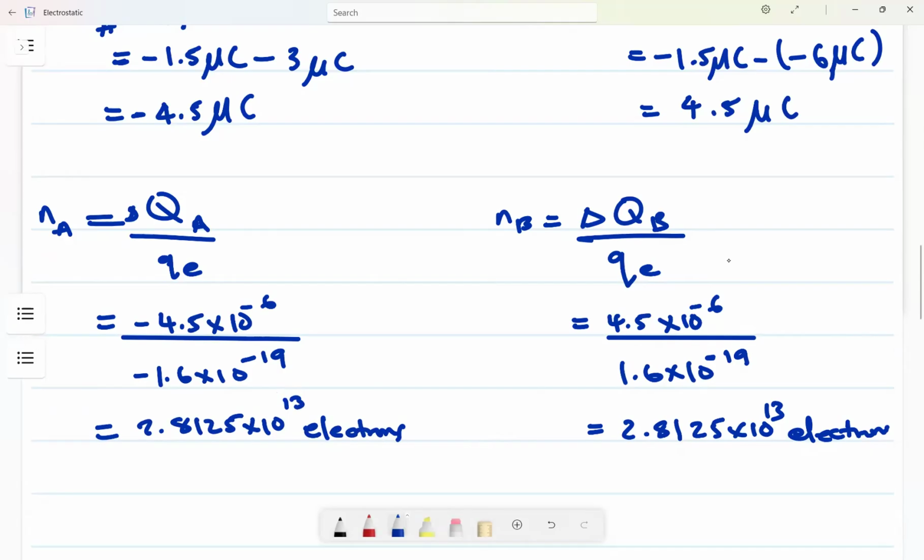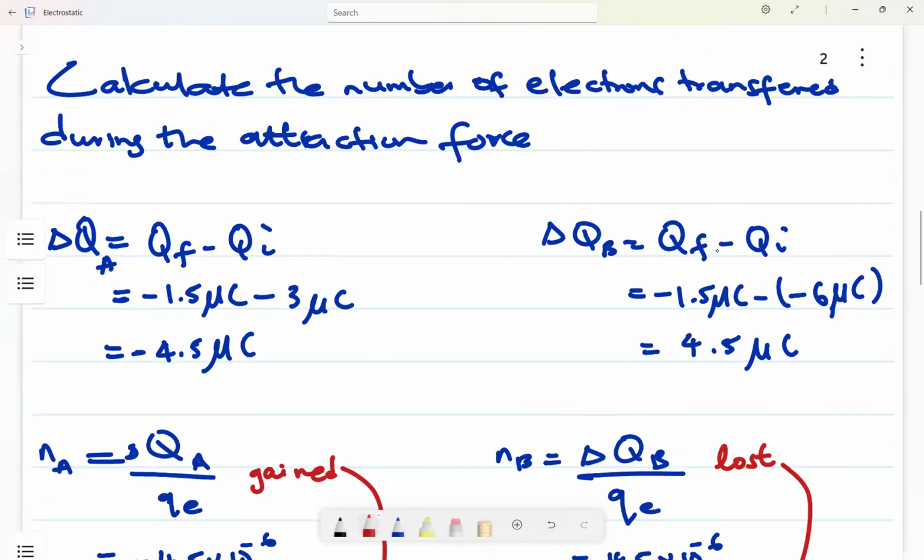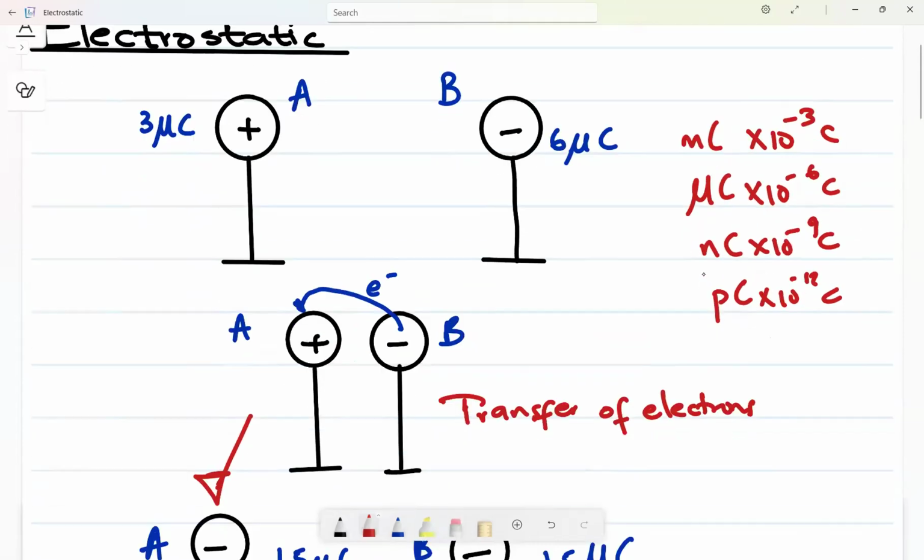So it means A gained, what is it? It means A gained these electrons, whereas B lost these electrons. Can you see that? Yes, that's all. That's all that you should remember from grade 10. That's all. But now I want you to see something.